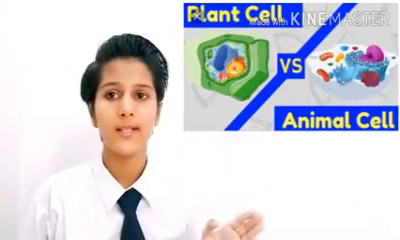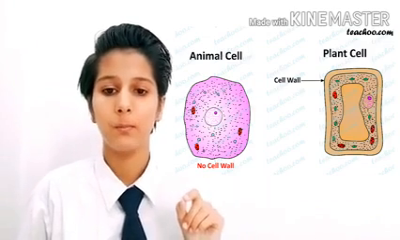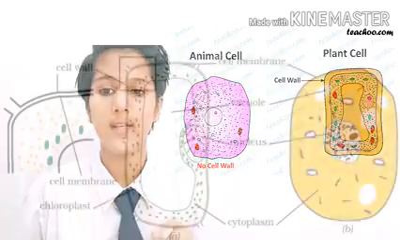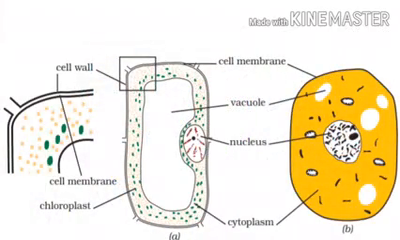So we studied the different parts of a cell. Now let's compare the plant cell and animal cell. In a plant cell, the cell wall is present, but in an animal cell, the cell wall is not present. The size: the plant cell is small, but the animal cell has a large size. Vacuole: the vacuole of the plant cell is large, and the animal cell has a small vacuole or none.